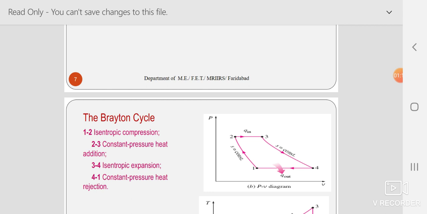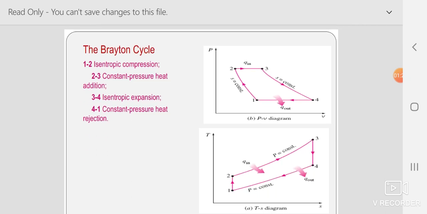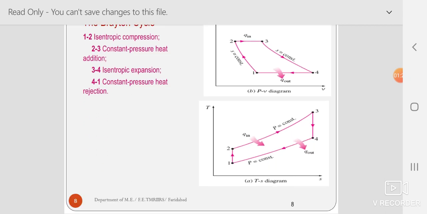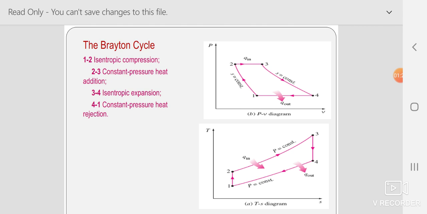it has a PV diagram, pressure volume diagram, and temperature entropy diagram. There are two diagrams shown here. You can see 1 to 2 isentropic compression, that is adiabatic frictionless compression. The process 2 to 3 is constant pressure heat addition. 3 to 4 is isentropic expansion, and 4 to 1 is constant pressure heat rejection. That means it has two constant pressure processes and two isentropic processes.